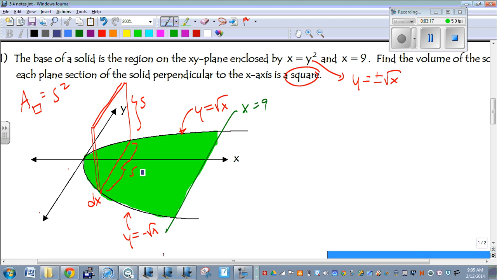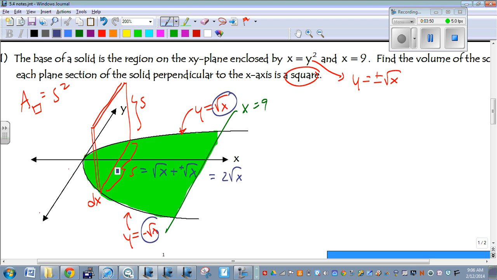Then, to find this measurement, we have to take this top y value minus the bottom y value, but in terms of x. So we're going to take square root of x minus negative square root of x. That's really like square root of x plus square root of x, or 2 square root of x. So that's the length of one side of the square. Remember, there's lots of different slices that go through here. They're all going to be different, but they're all going to have this formula. Each side is going to be 2 square root of x.